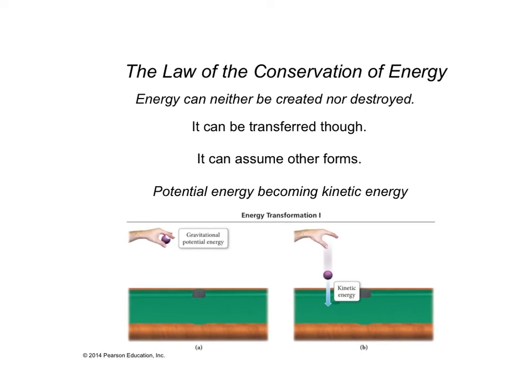So now we're going to introduce you to the law of conservation of energy. This is very similar to the law of conservation of mass. So with respect to mass, what do we know about a chemical reaction? Can we create or destroy matter? No. So the exact same thing is going to happen with respect to energy. So in a chemical reaction, or in any type of process, energy can neither be created nor destroyed. Okay? It can be transferred, though.